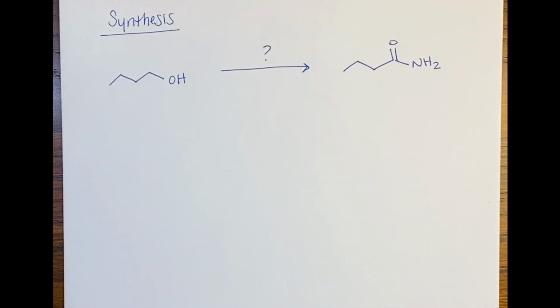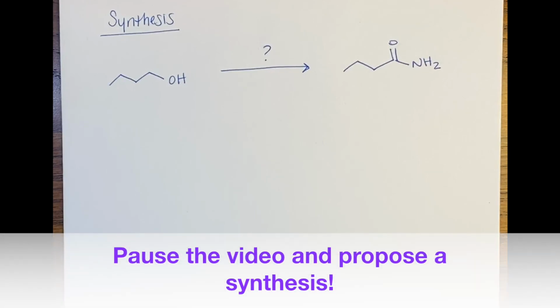So as we wrap up carboxylic acid derivatives, let's look at an example of a synthesis problem we could do. We have a 4-carbon alcohol, and I want you to take this 4-carbon alcohol to an amide. Work forward, think about the reactions you know of alcohols. Work backwards and think about the reactions you know that synthesize amides. Pause the video and think about some strategies.